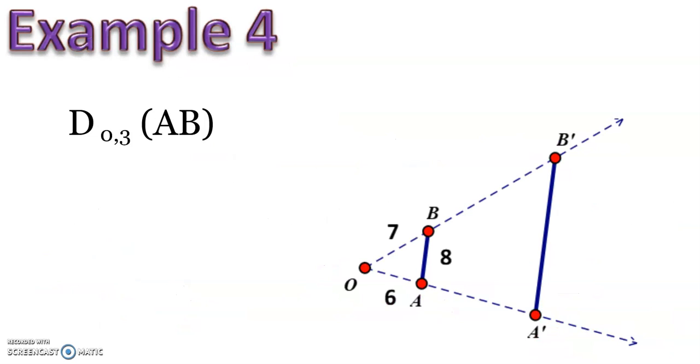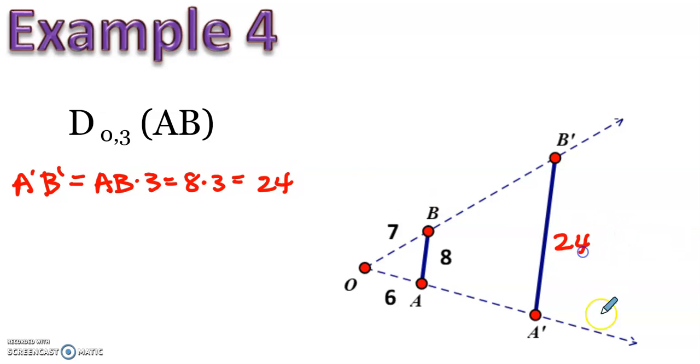Okay, so this one, if it says D O 3, okay, so our center is O, our scale factor is 3, and we are dilating AB. Let's find some missing lengths here. So I know that, okay, if AB is 8 and I'm dilating by scale factor of 3, then I can get A prime B prime by taking AB times 3, or 8 times 3, which is 24. So I know this length right here is 24.